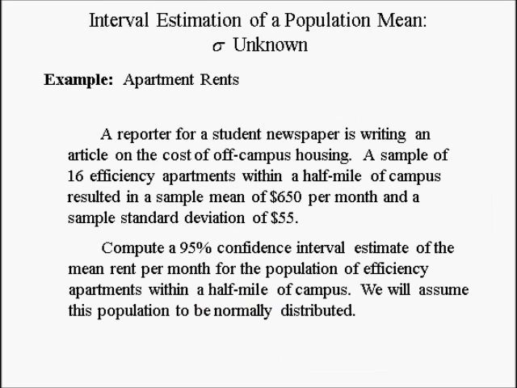A reporter for a student newspaper is writing an article on the cost of off-campus housing. A sample of 16 efficiency apartments within a half-mile of campus resulted in a sample mean of $650 per month and a sample standard deviation of $55. Compute a 95% confidence interval estimate of the mean rent per month for the population of efficiency apartments within a half mile of campus. We will assume this population to be normally distributed.